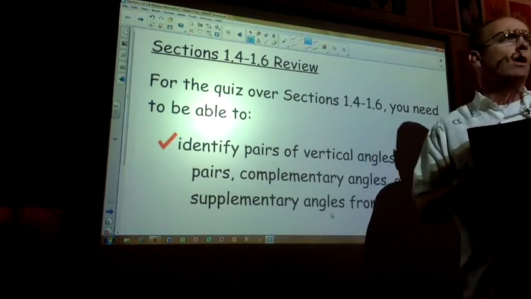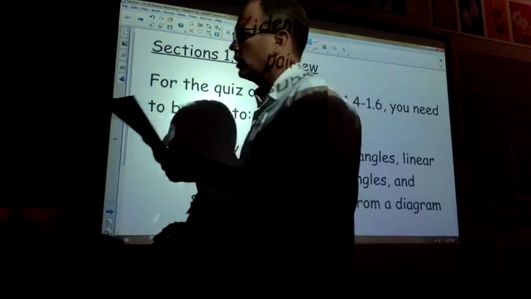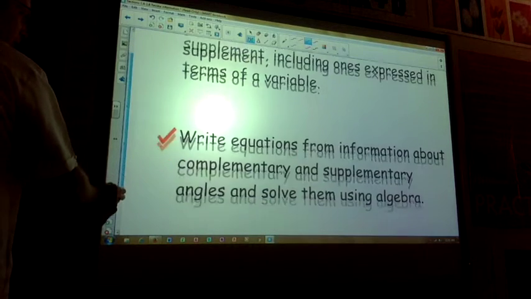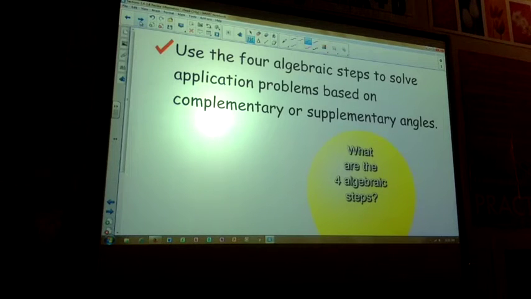Okay, so we can go over more of 1.6 tomorrow, but that'll be due tomorrow. So let's quickly go through this review. Given one angle, find its complement or supplement, including ones expressed in terms of a variable. So that's the 90 minus x and the 180 minus x. Write the equation from information about the complementary and supplementary angles and solve them using algebra. Okay, we've been doing that. Use the 4 algebraic steps to solve application problems based on complementary and supplementary.